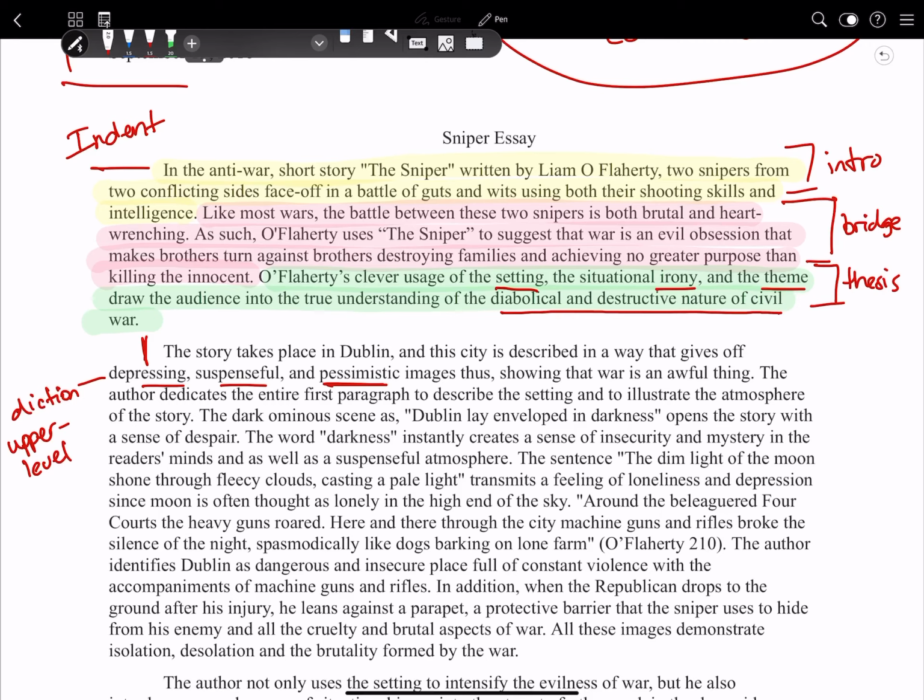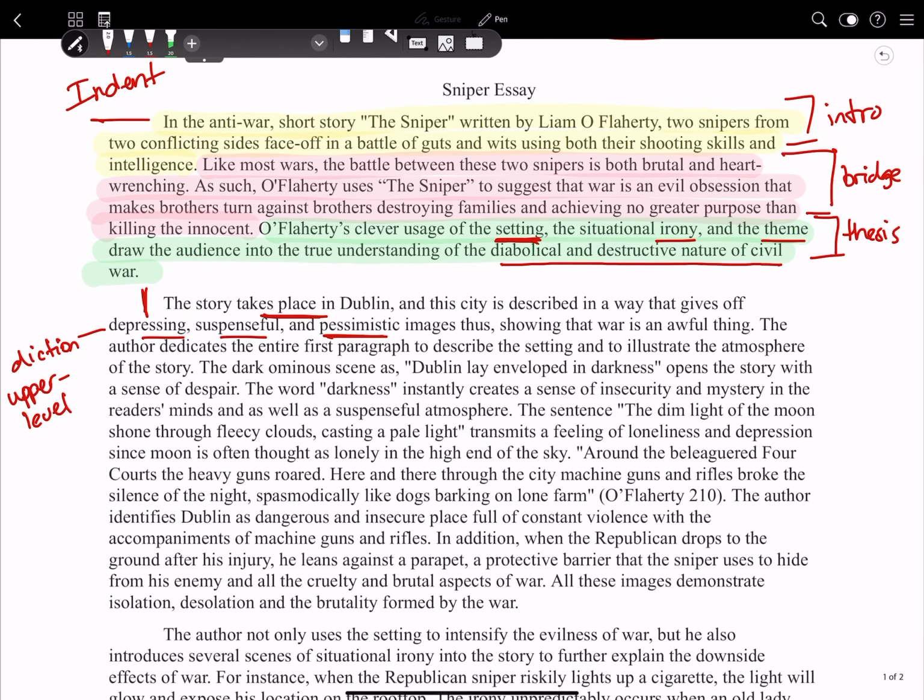And what is she talking about to begin with? The setting. Because why? Right up here, the first thing she's supposed to talk about is the setting, and so it is. The author dedicates the entire first paragraph to describe the setting and to illustrate the atmosphere of the story. This is a transition from her thesis to what she's going to talk about in this paragraph. It's also known as a topic sentence.